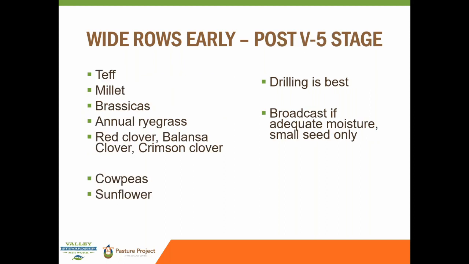This would be when we're getting a little later on the wide rows. Some of the options that people have been using would be teff, millet, again the brassicas, annual ryegrass, and then the clovers. These are all things that if we can drill them, their seed sizes fit together pretty closely to where you can have that consistent depth. And then some are coming in with cowpeas at that time or sunflowers, and they would have to be at a little deeper depth, so they definitely would need to be drilled.